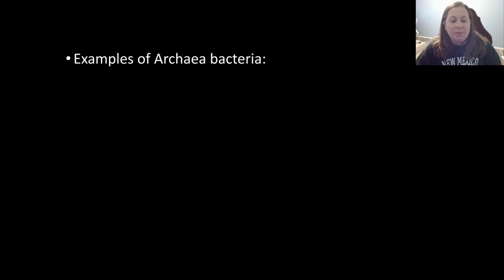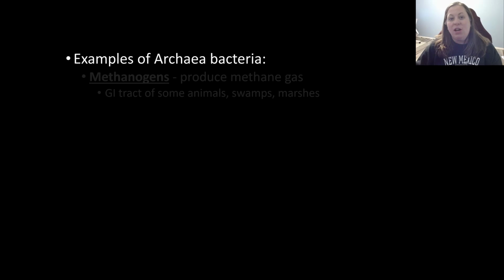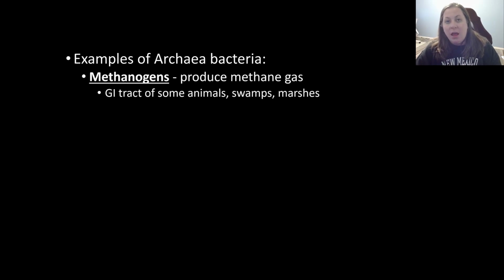So let's talk about some of these examples of the Archaea bacteria. The first one we want to talk about are the methanogens. The methanogens produce methane gas. These guys are found in your GI tract, and they're also found in other animals' GI tracts. They're also found in swamps and marshes, and they give that gas smell off. Okay, so they do live inside of us, and they are an example of one of the Archaea that do interact with us. The rest really don't.